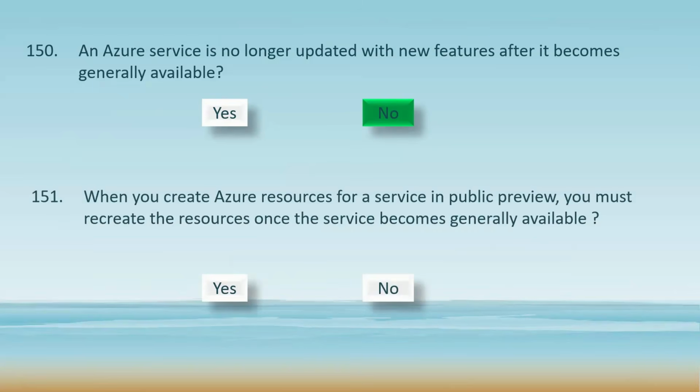Another question related to public preview or private or generally available things. When you create Azure resource for a service in public preview, you must recreate the resources once the service becomes generally available. You need to tell whether this statement is right or wrong. No, this statement is also incorrect. You don't need to recreate them. In most cases, the only thing that changes is you get formal support and defined SLAs when the service becomes generally available, also referenced as GA.